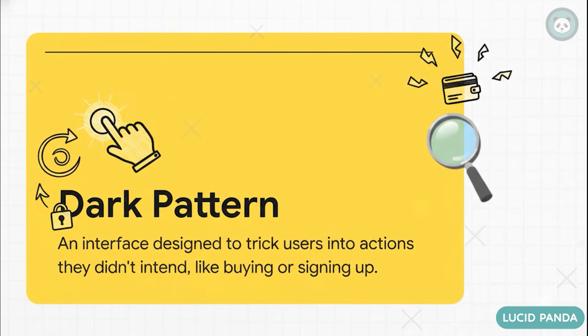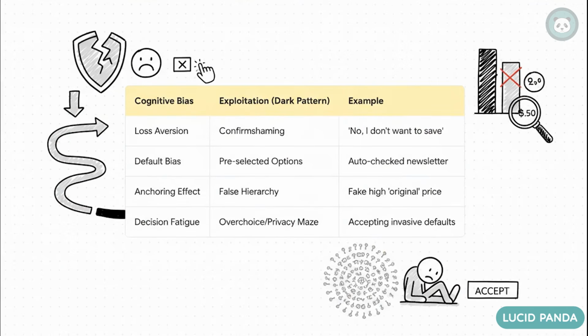The formal term for this is a dark pattern, sometimes also called deceptive design. It was coined by UX designer Harry Brignull, and it refers to those interface choices that are intentionally set up to benefit a business by tricking or misleading users into making decisions they wouldn't normally make if they were fully informed.